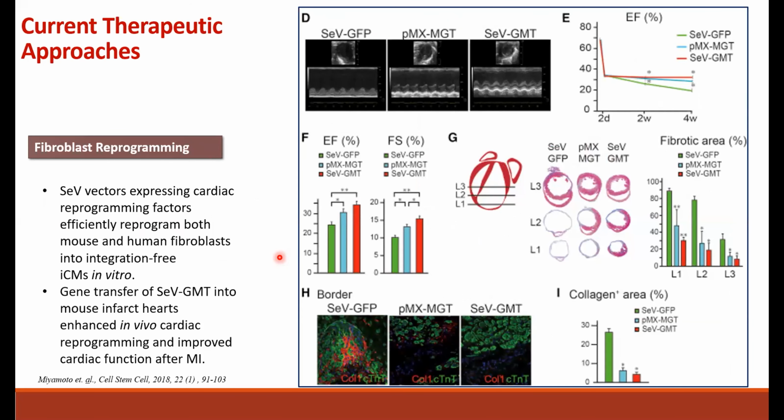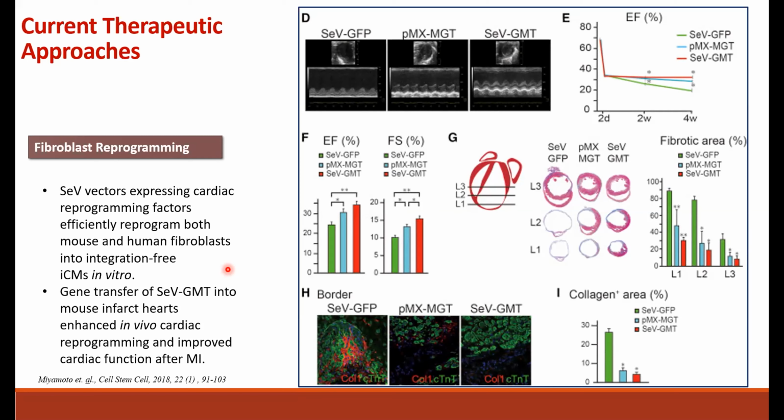Another therapeutic possibility is fibroblast reprogramming. Sendai virus vectors that express cardiac reprogramming factors efficiently reprogram both mouse and human fibroblasts into integration-free iCMs in vitro. This is a Nobel Prize-winning technology that was discovered by Yamanaka and colleagues, who reported the generation of iPSCs from somatic cells by retrovirus-mediated overexpression of OCT4, SOX2, Kruppel-like factor 4, and MYC. So you can reprogram cells into defined phenotypes without reverting to the intervening stem cell.